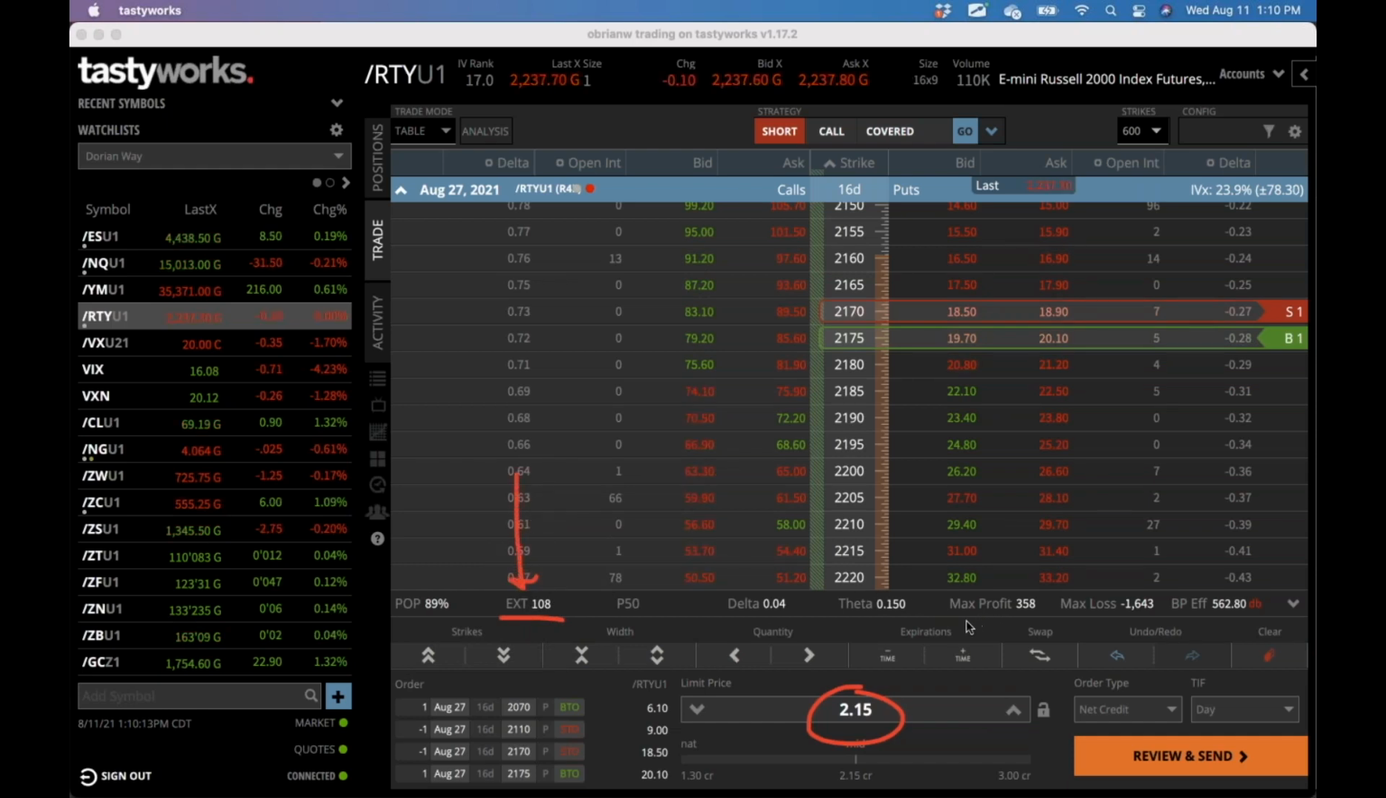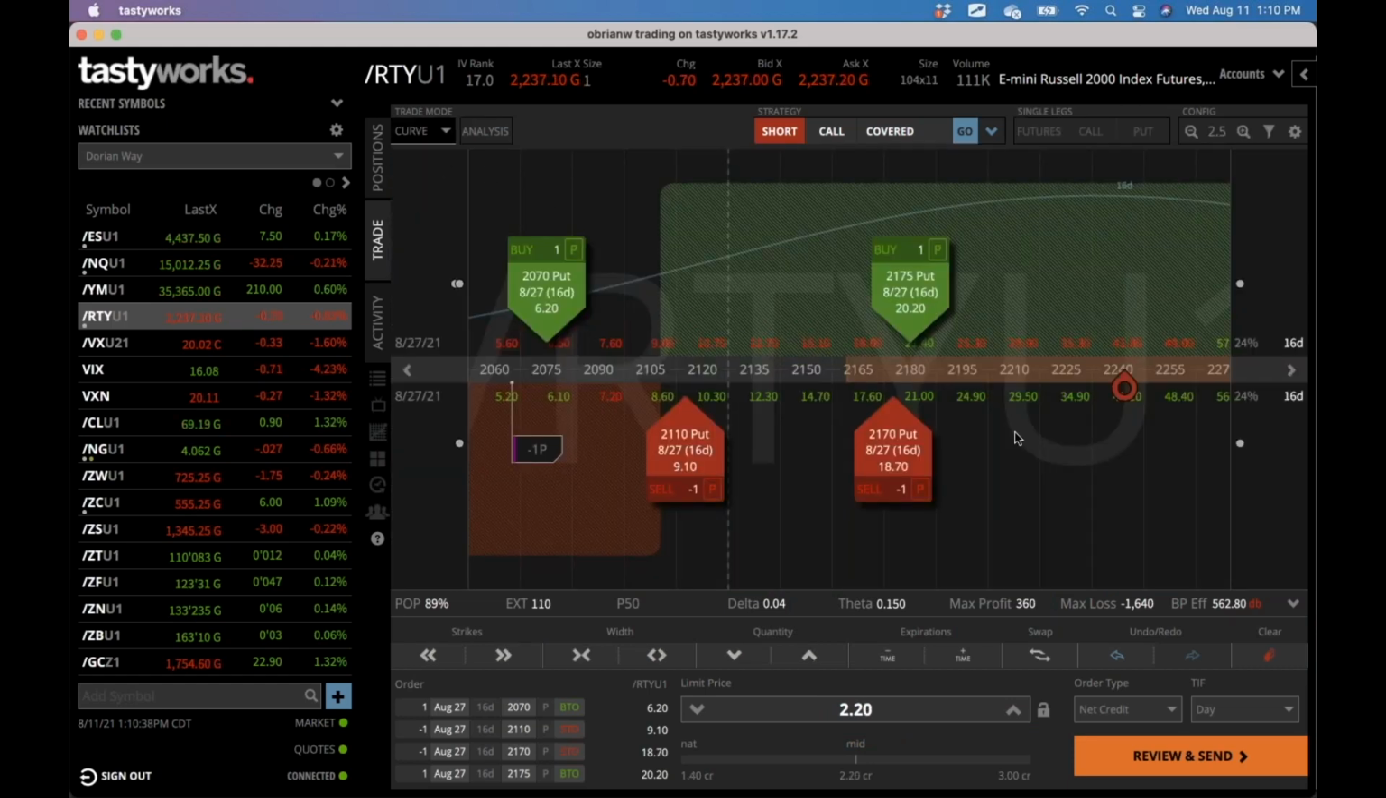But you have the opportunity. This is one of those rare times that when you're selling something, you can actually make more than what you sell. So you can actually make as high as $358 on this type of trade. Your max loss is the 1640. And since we're using SPAN margin, they're only requiring us to put up 562 to be able to do this trade. So we're going to look at the curve view so you can get a breakdown of this.